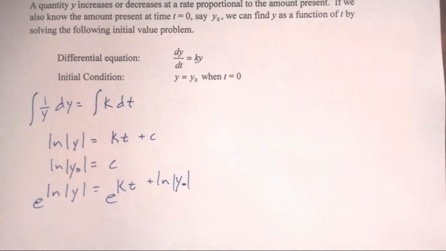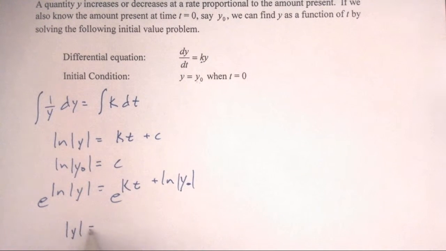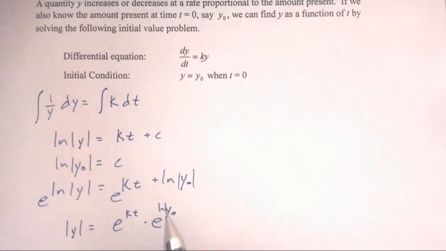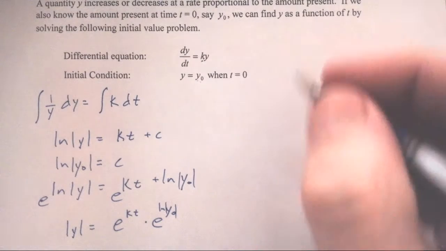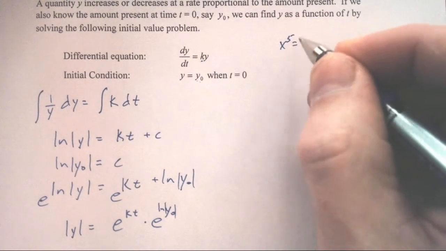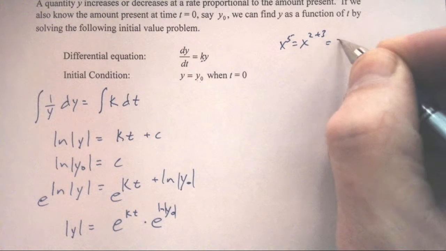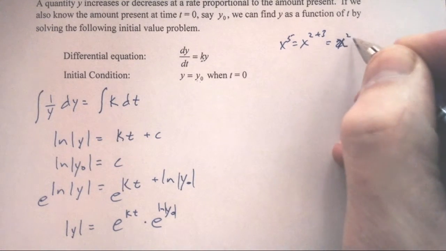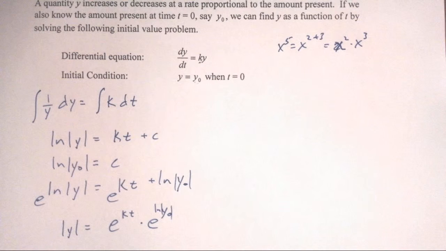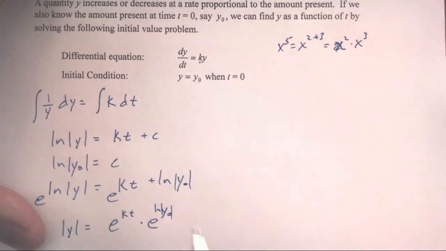We've got to get y out of that ln, so absolute value of y equals, I'm going to make this e to the kt times e to the ln y naught. And I can do that for the same reason x to the 5th we know is x to the 2 plus 3, and we know we could write that as x to the 2nd times x to the 3rd. They all mean the same thing, so no algebra laws broken there. Let's see where we're going with this. We've got e to the ln y naught. That is just y naught.